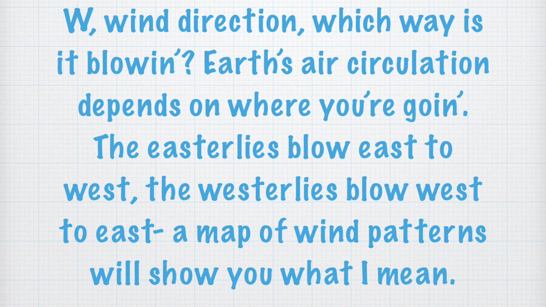W, wind direction, which way is it blowing? Earth's air circulation depends on where you're going. The easterlies blow east to west, westerlies blow west to east. A map of wind patterns will show you what I mean.